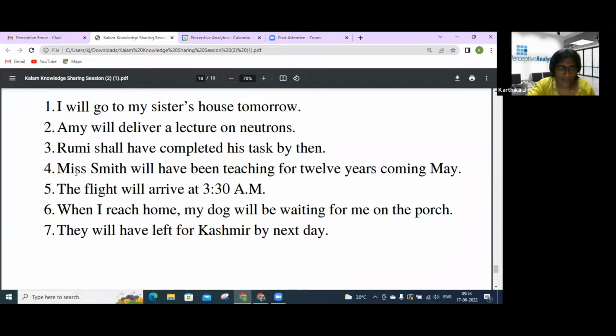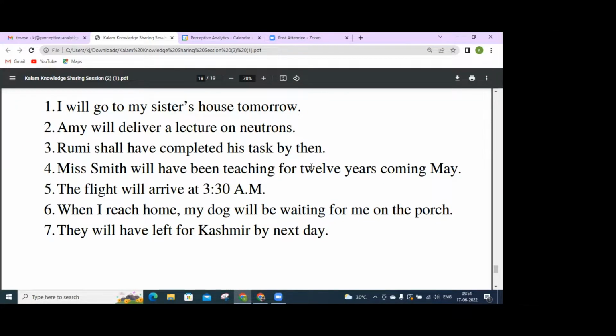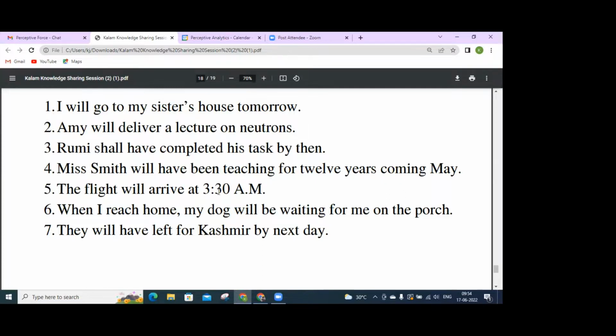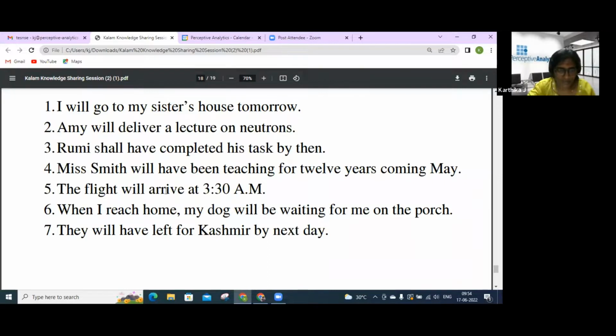Next one is: Miss Smith will have been teaching for 12 years coming May. Future perfect continuous, yes. Here the rule is will have plus been plus verb plus ing. So that is why it is called a future perfect continuous. Next one is: the flight will arrive at 3:30 a.m. Simple future, yes, will plus verb. So that is why it is called a simple future.